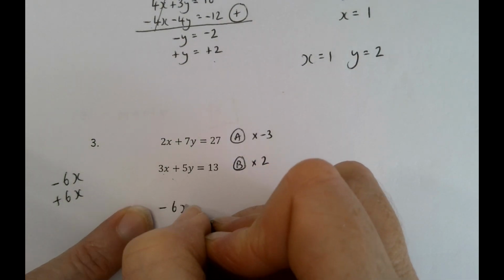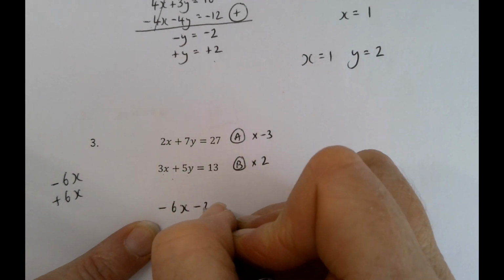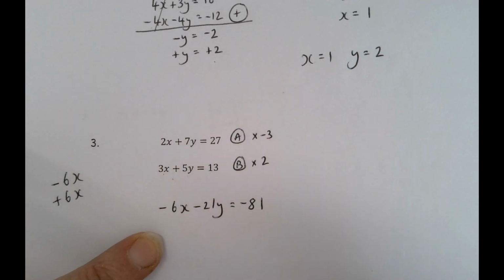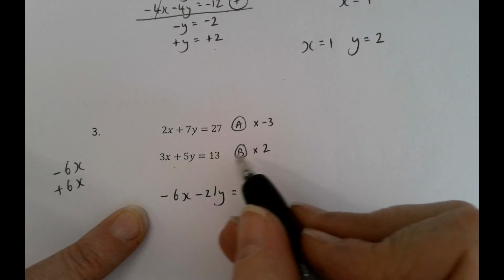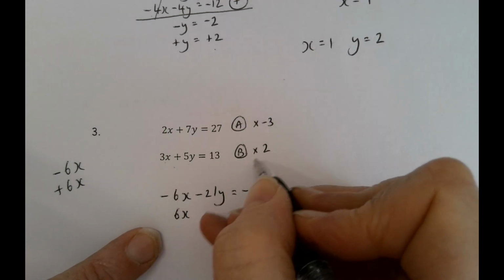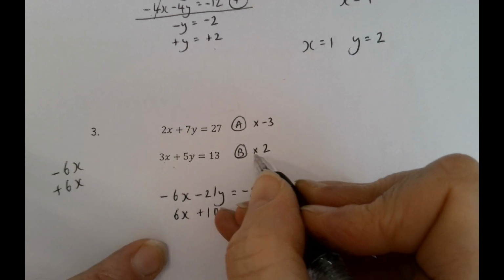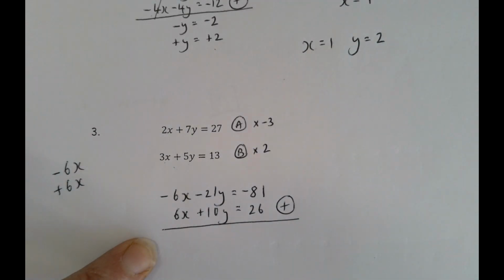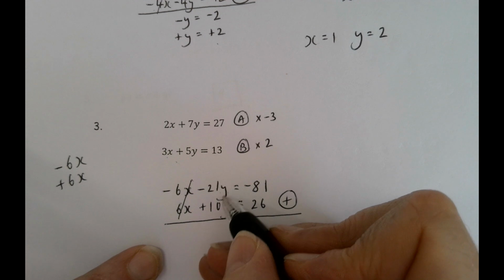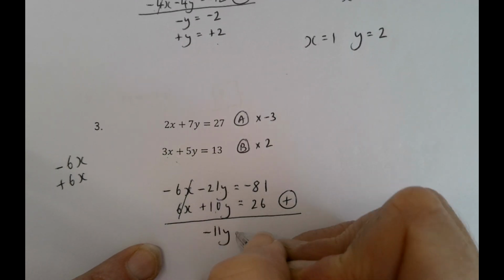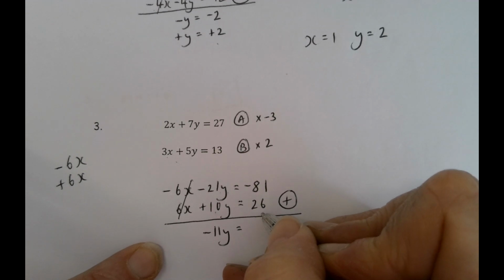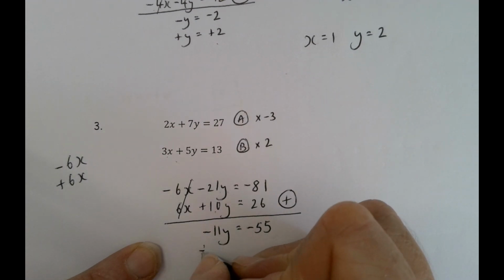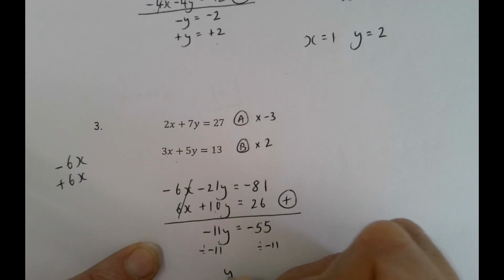-3 by 2x is -6x. -3 by 7y is -21y. And -3 by 27 is -81. 2 by 3x is 6x. 2 by 5y is 10y. 2 by 13 is 26. Add those two together. They cancel out. -21y plus 10y is -11y. -81 plus 26 is -55. Divide by -11, divide by -11, y is equal to 5.